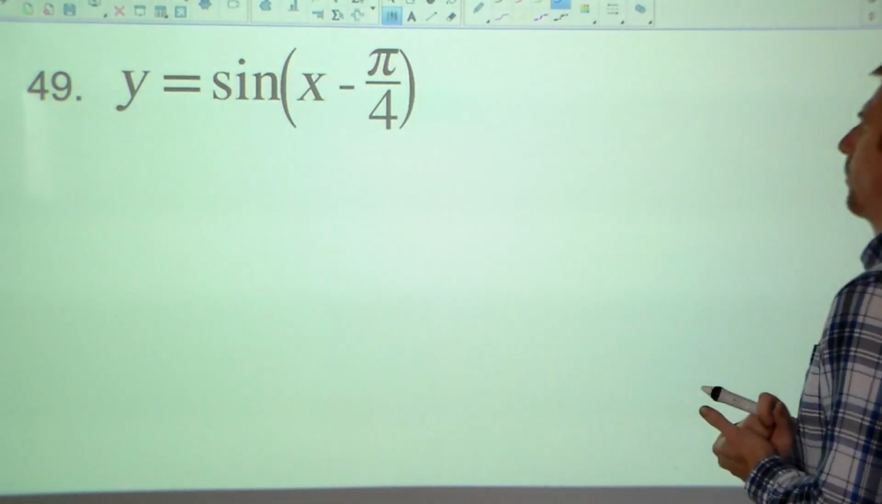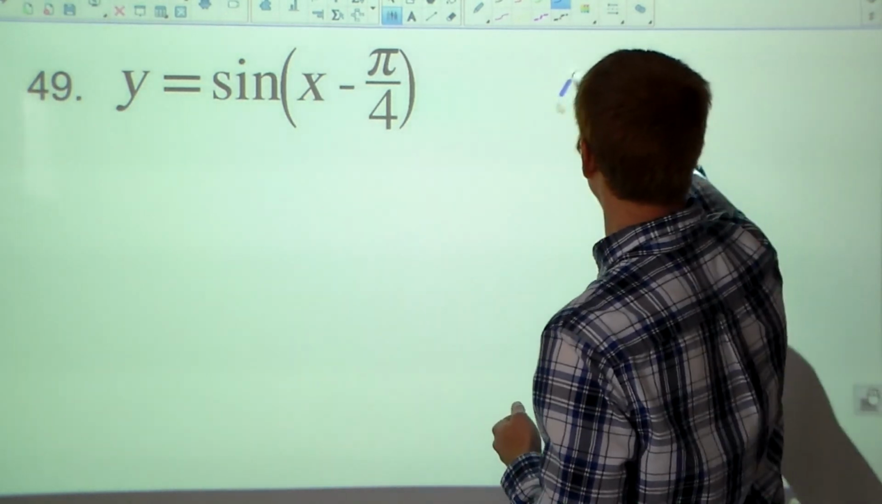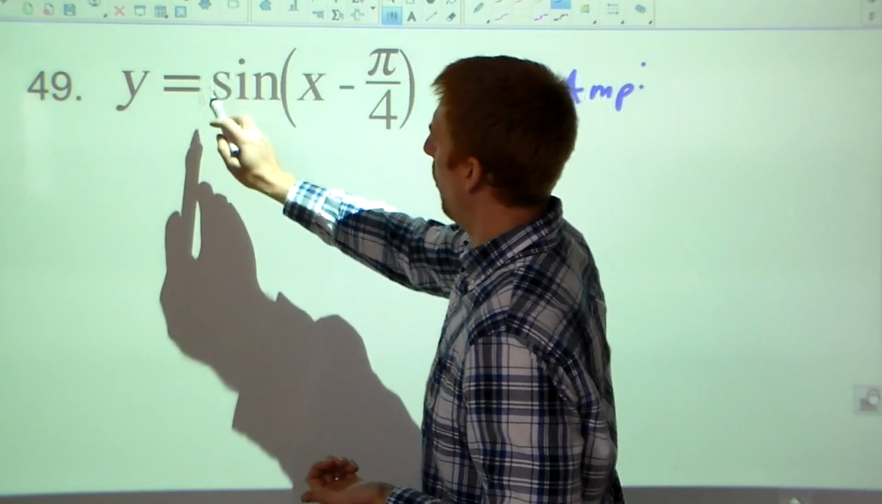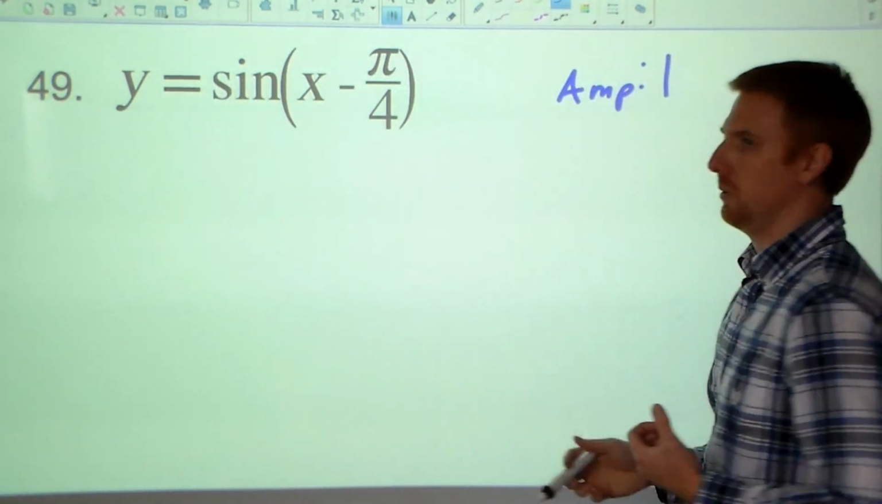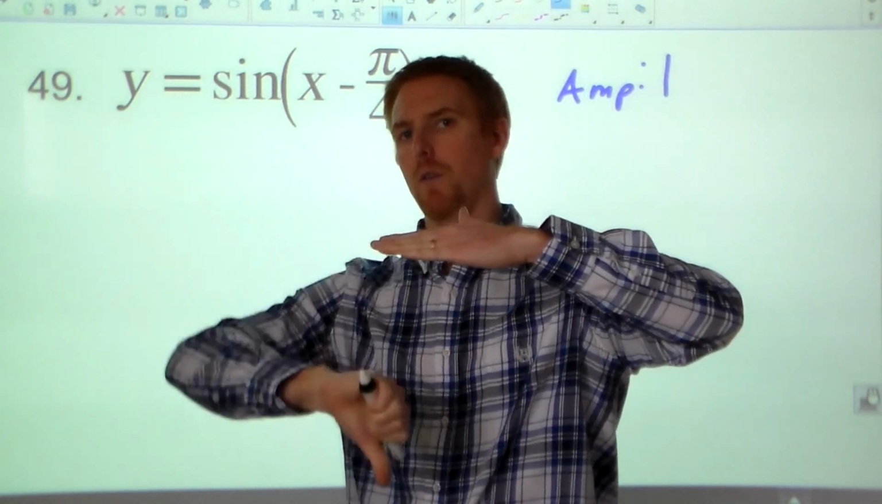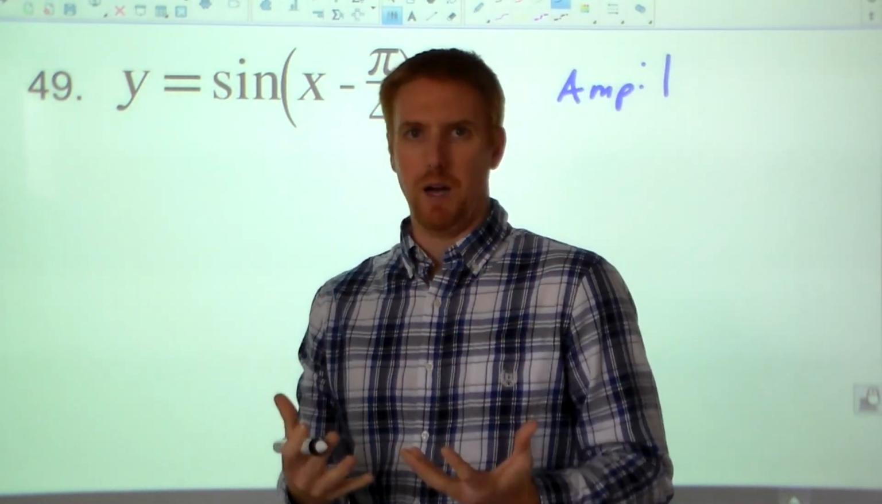So let's jump in and do 49. First up, we'll find the amplitude. Hopefully pretty straightforward. There's an understood 1 in front of sine, so amplitude is 1. Remember, amplitude is how far from the middle you go, how far from the median, so that's always positive.